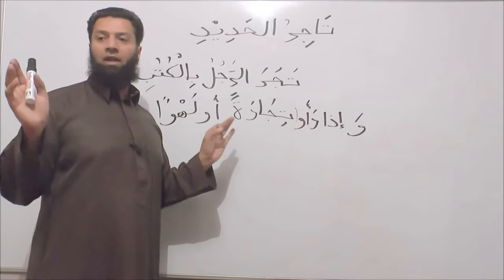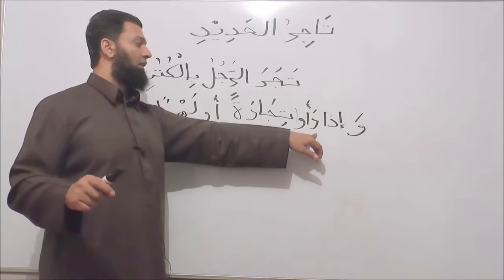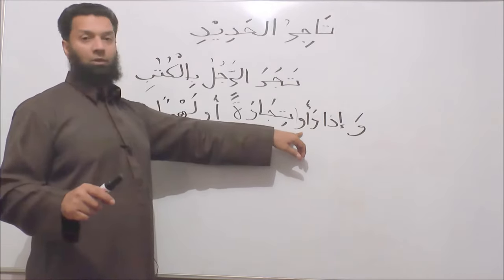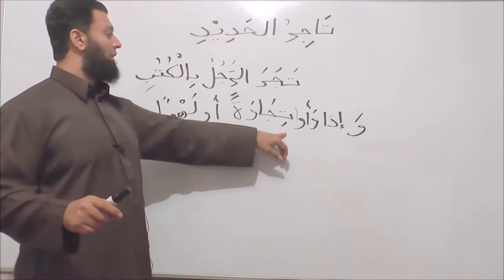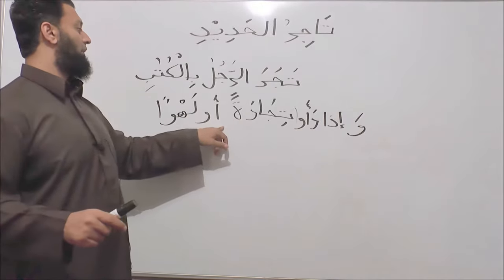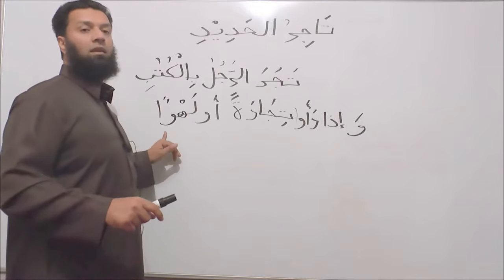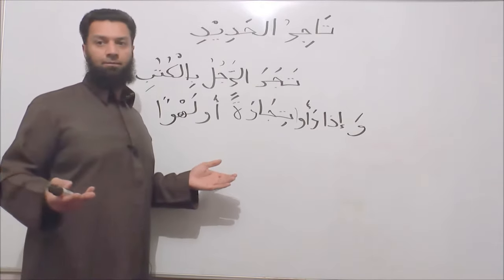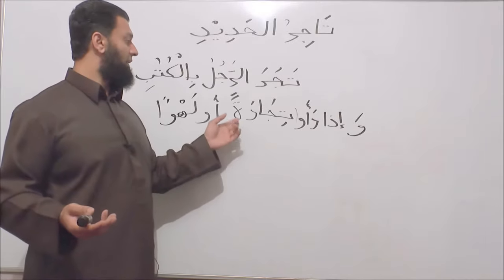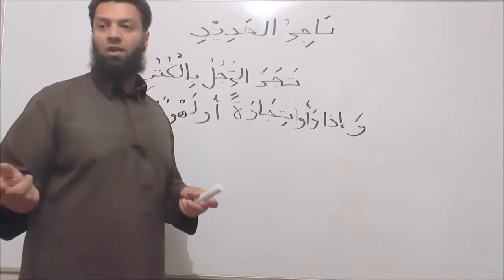Can we see it? This is a Jumlatul Fa'liyah that we know. Fi'lun, Ra'aw, Fa'ilun, Waw, Tijaratan, trade, Aw, Harf Wataf, Lahwan, entertainment. That is Mansubun.